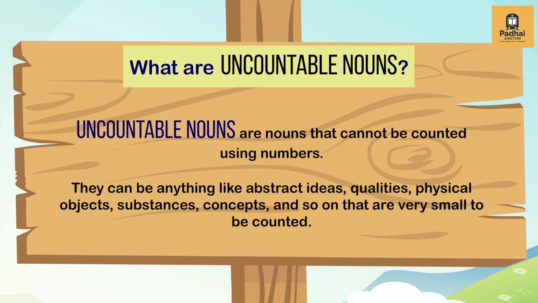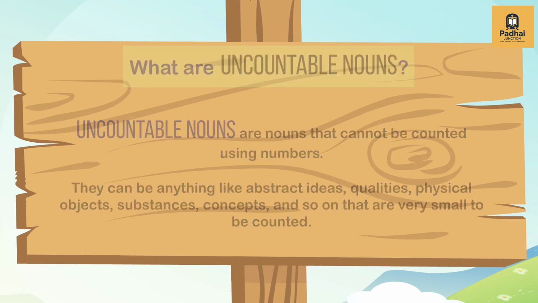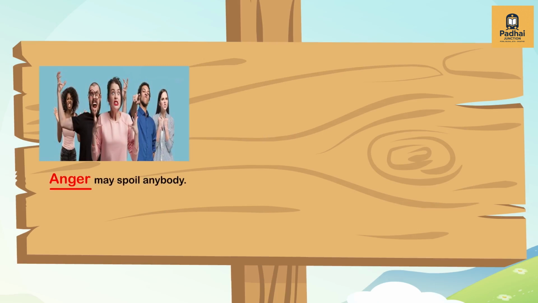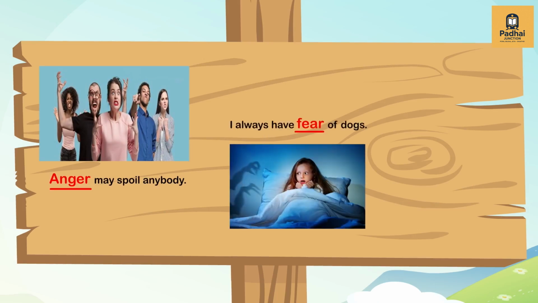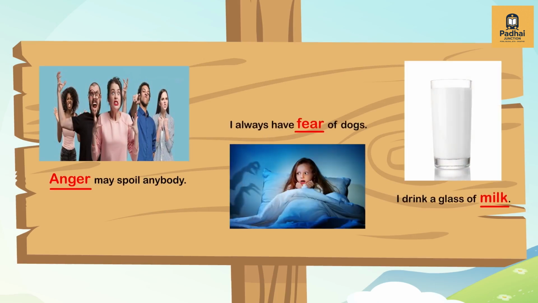Let's explore some more examples of uncountable nouns. Anger may spoil anybody. I always have a fear of dogs. I drink a glass of milk.